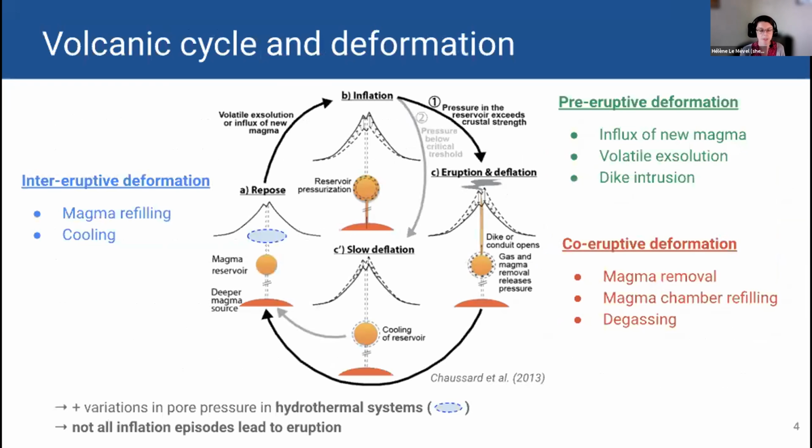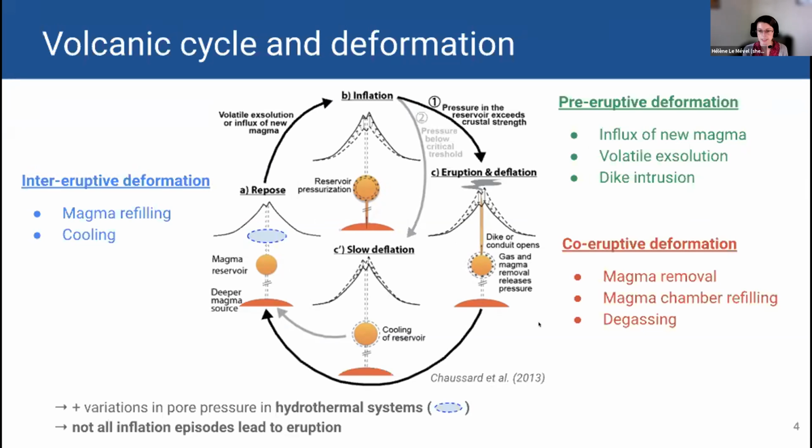So let's look at what type of deformation we can expect at different stages of what we call the volcanic cycle. So a typical cycle for a stratovolcano is sketched here. We see that during the pre-eruptive stage, there is a magma reservoir pressurization creating inflation. If pressure in the reservoir exceeds crustal strength, we'll usually have an eruption and sudden deflation of the edifice due to magma being removed. Following the co-eruptive interval, we would measure slow deflation until we are back to steady state during the intereruptive period.